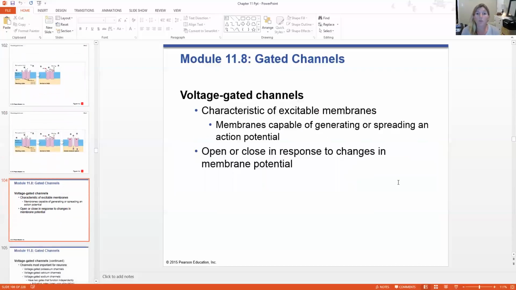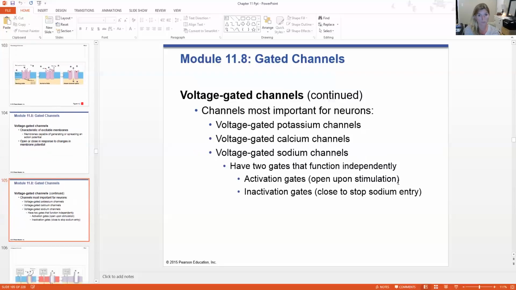All right, then we have voltage-gated channels. Voltage-gated channels are characteristic of excitable membranes. These are membranes that are capable of generating or spreading an action potential. They open and close in response to the overall membrane potential or charge. These are most important for neurons. They're voltage-gated potassium, voltage-gated calcium, voltage-gated sodium channels. They have two gates that function independently. There's activation and inactivation gates.